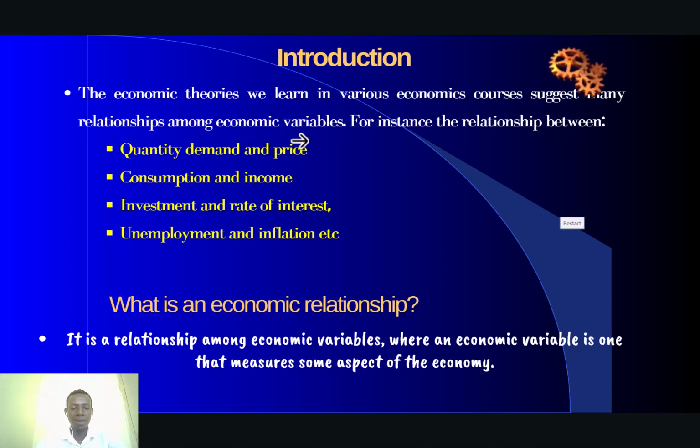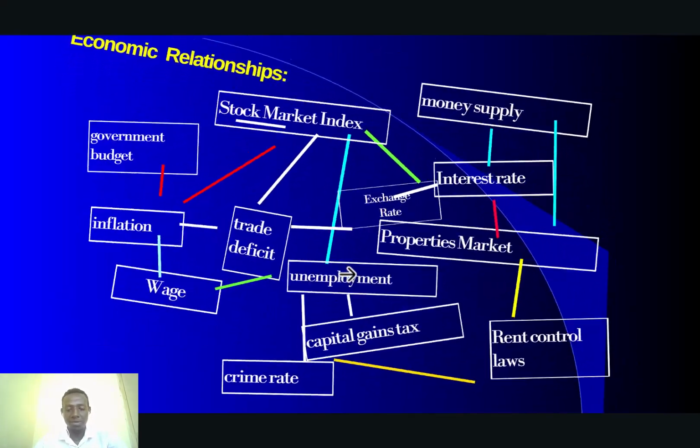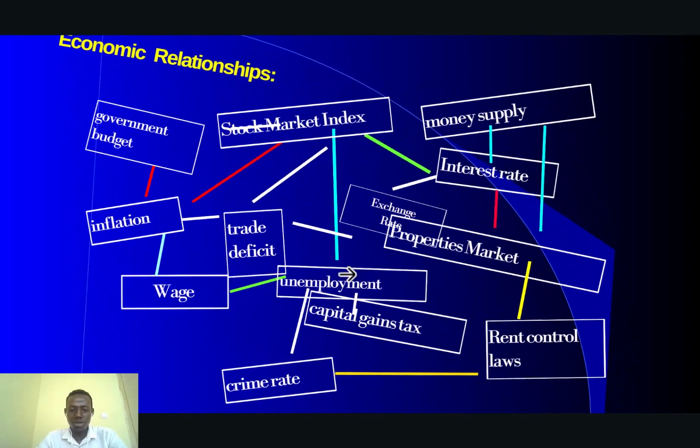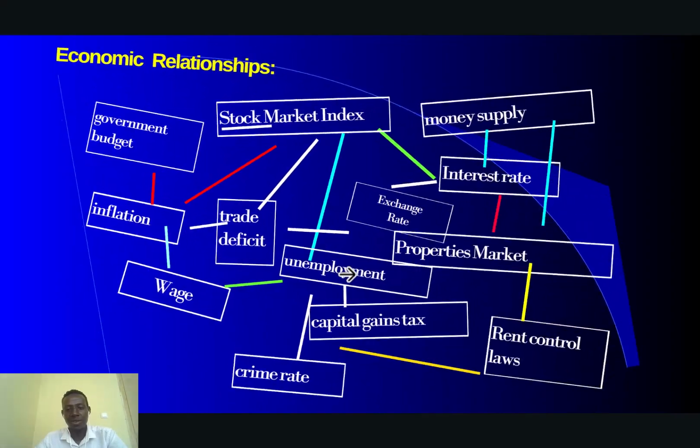For instance, from this example, we can say quantity demanded. Price is an economic unit. It is a variable. Quantity demanded is also a variable. Consumption is a variable. Income is a variable because income determines consumption. So we can measure consumption based on income. Also, investment and rate of interest, inflation and unemployment. So all these things are interrelated, and one determines the other. So this is about how a relationship exists between different economic variables. Simply, you can see from this that there is a relationship between different variables, directly or indirectly.